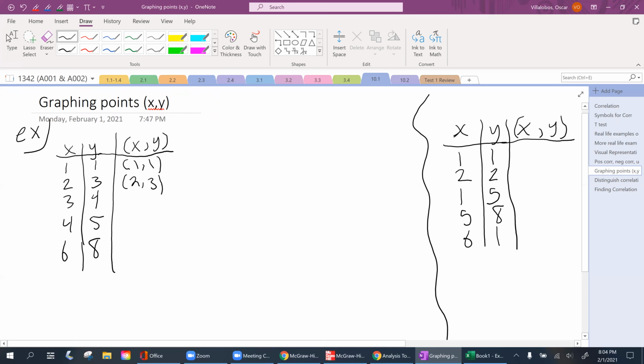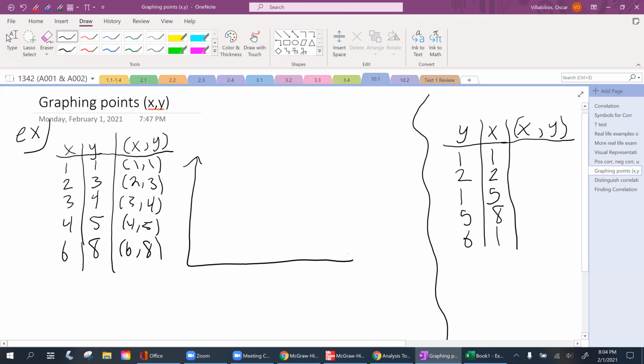Very nice, 2, 3. What would be my other point? Correct, that'll be 3, 4, 4, 5, 6, 8. Now I'm going to graph those and give my educated guess on the correlation, based on what we see. So that's going to be my x, that's going to be my y.